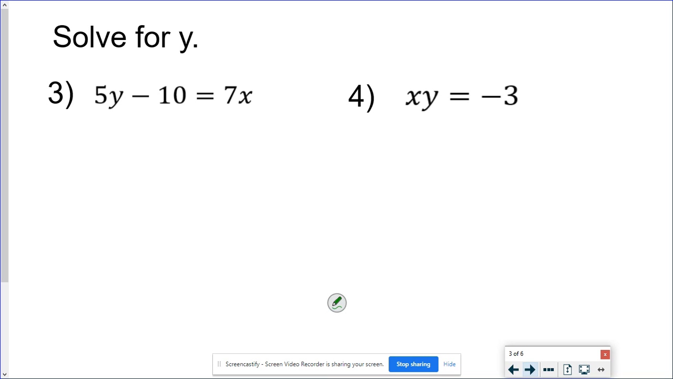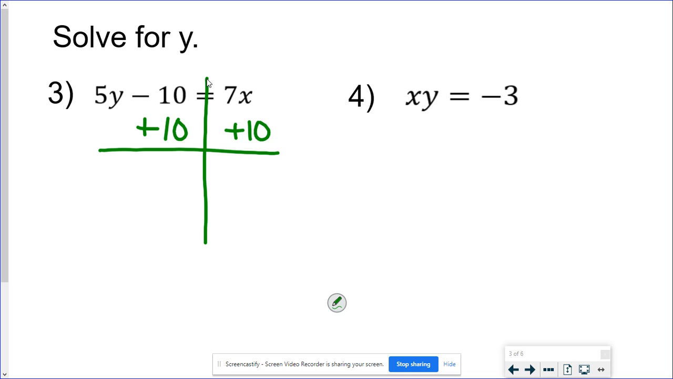In number 3, now I have to get rid of 2 things. I have the 5 that's attached to the y and the subtracting 10. Again, since the 5's attached to the y, I'm going to leave that alone. That's the last thing I'm going to get rid of. I would like to get rid of subtracting 10, so I would add 10 to both sides. And 10 does not match the 7x. It's not like terms. They don't turn into a 17x. What I'm going to have over there is just 7x plus 10.